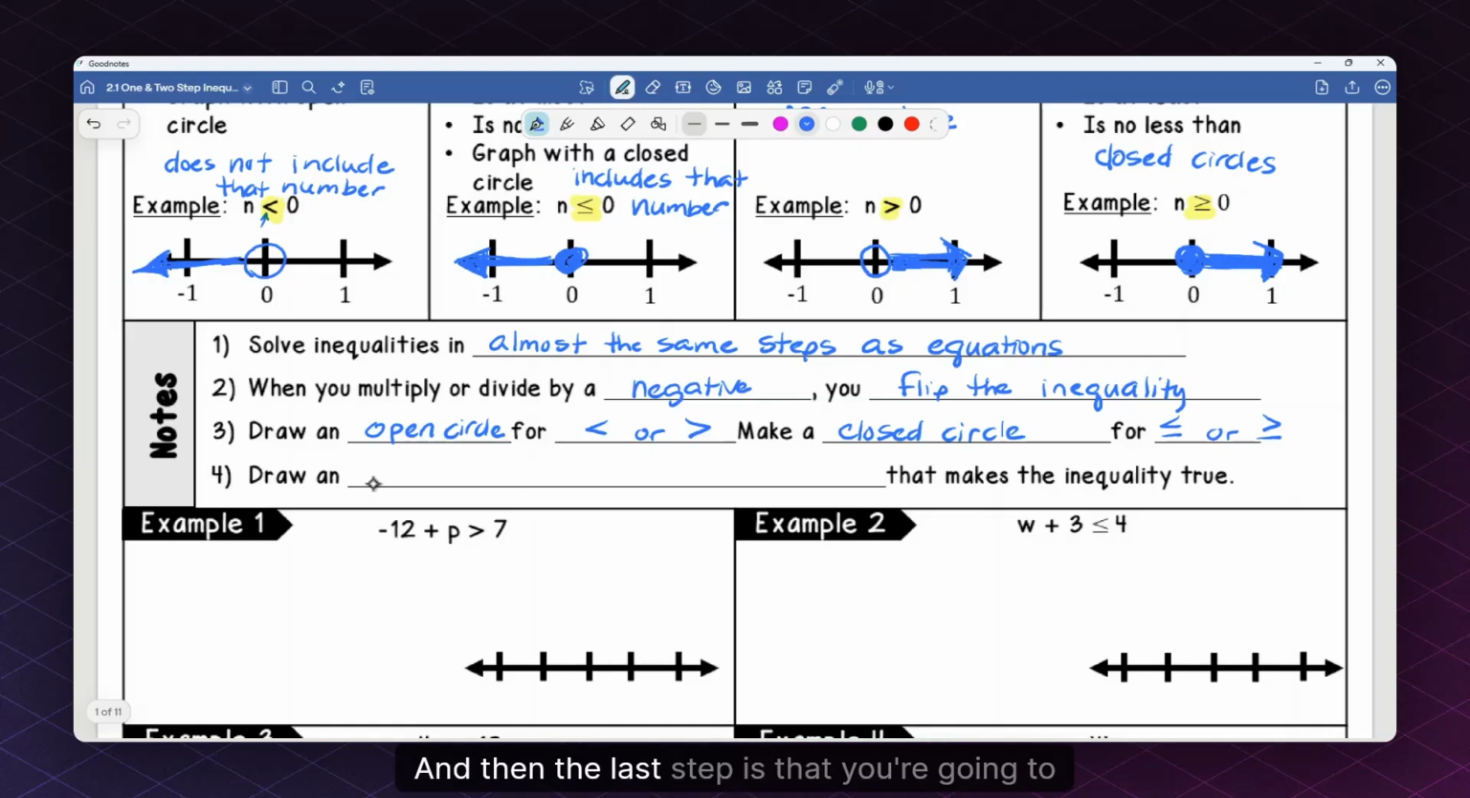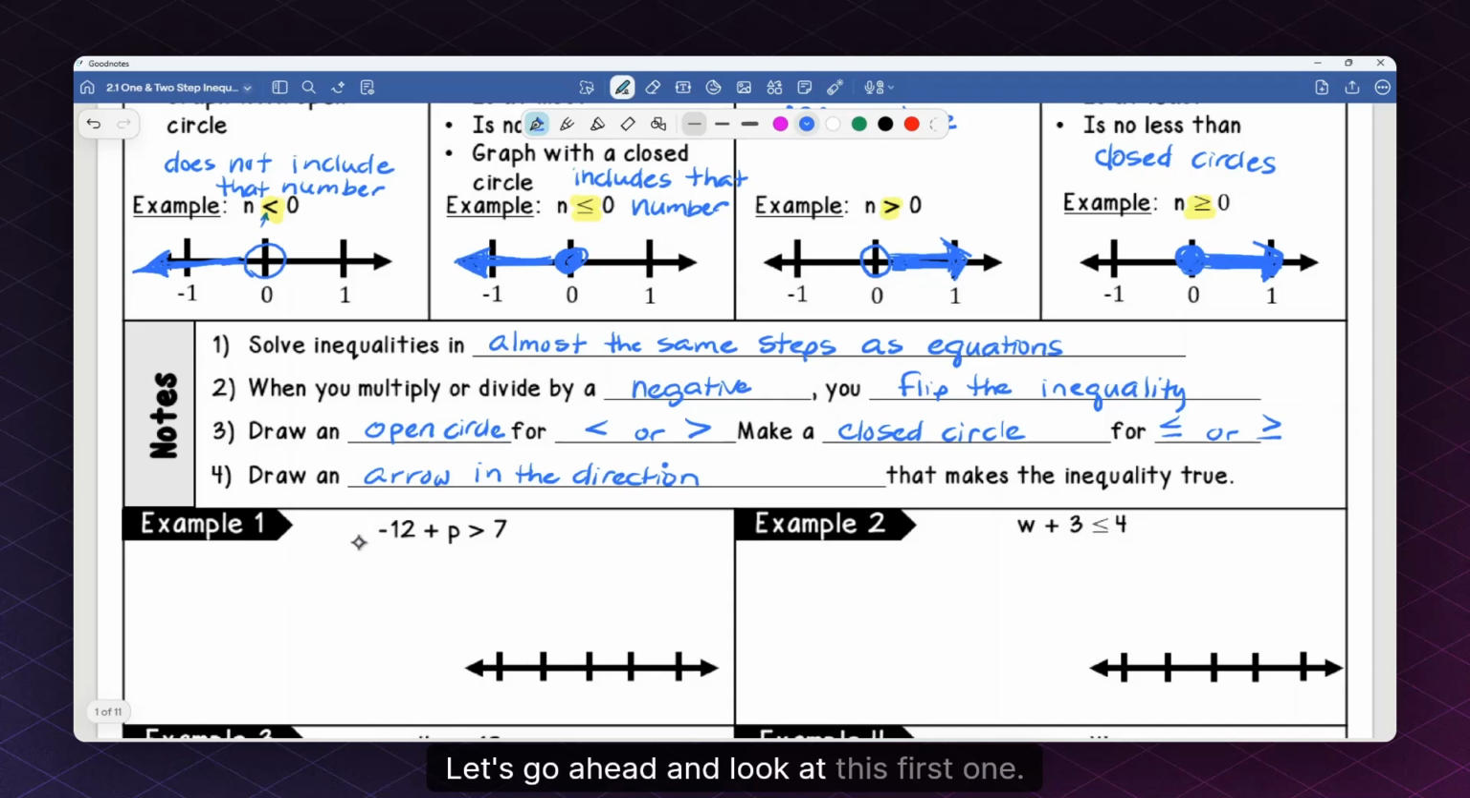And then the last step is that you're going to draw an arrow in the direction that makes the inequality true. Okay, so we're going to draw the arrow in the direction that makes the inequality true. If I am going a little too fast, of course, just pause it.